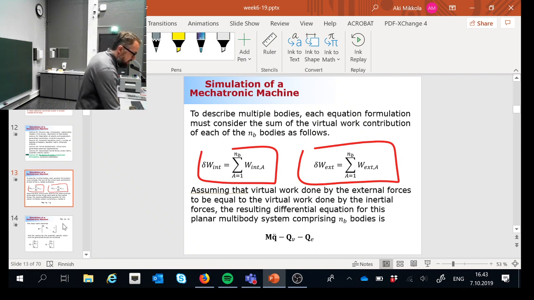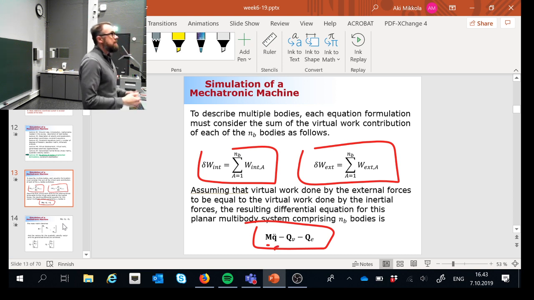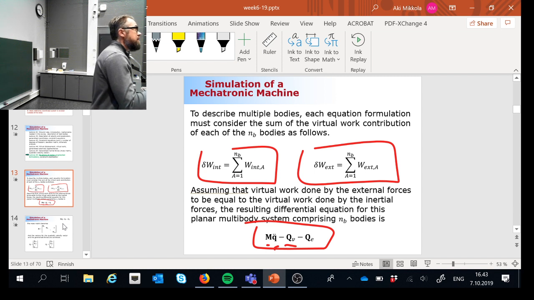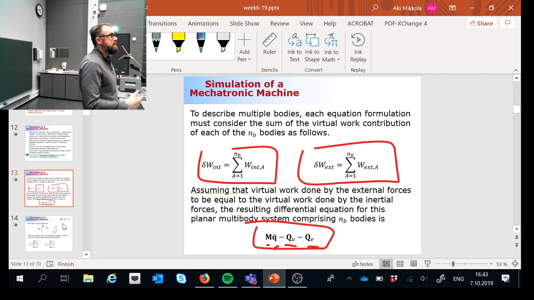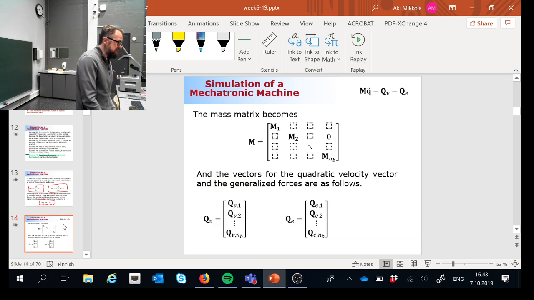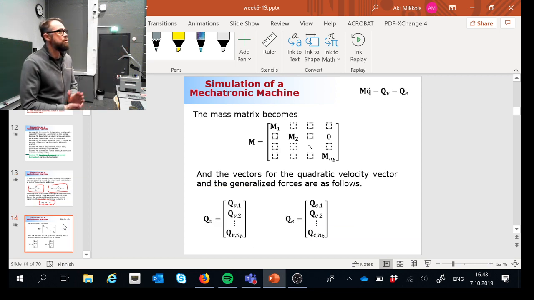Now, finally, because of all that, I can express my equation in the way that I have here: my mass matrix multiplied by the acceleration of the tensorized coordinates, then my quadratic velocity vector, the one we just looked at, and then finally my externally applied forces. That's it.